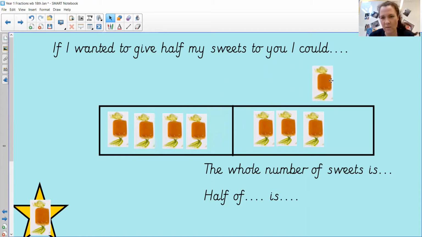I need to put one of my sweets on this part. That looks better because now I've got the same amount of sweets in this part as I have here. So I've worked out what half of 8 is. What is half of 8? Half of 8 is, hopefully you're saying 4, because I've got 4 sweets in this part, 4 sweets here.